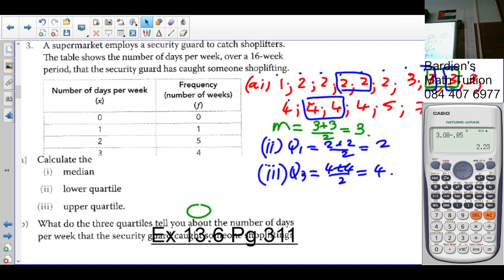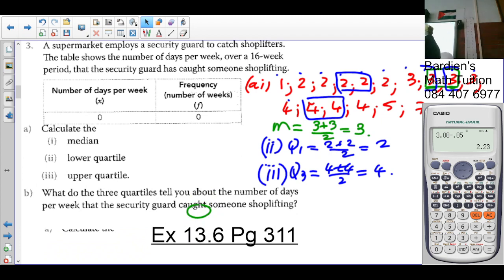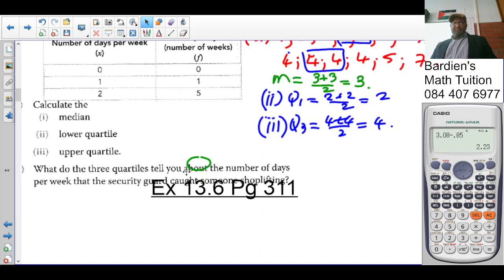Okay, so what did the three quartiles tell you about the number of days per week that the security guard caught someone shoplifting? That's now to do with the 25%, do you remember? So in quartile 1, this tells us that 25% of the time, two people or less were caught. Or, quartile 1 also tells us that 75% of the time, two or more people were caught. Not so? And so on and so on. Any other problems with exercise 13.6? No. So now we're going to look at the box and whisker diagram. That's your new reading for today.